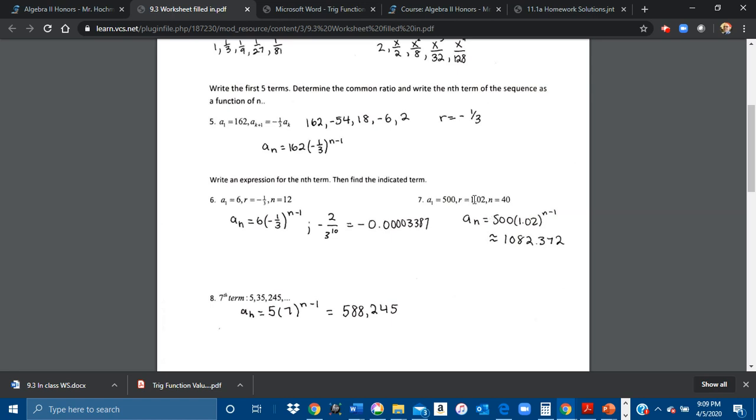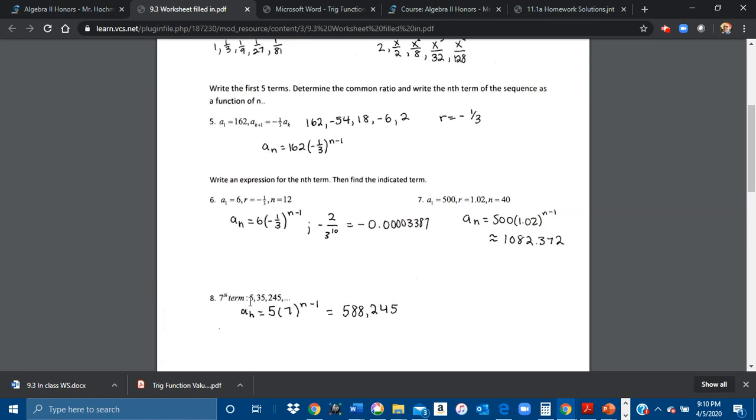So number 7, my a sub 1 is 500, my ratio is 1.02, my n is 40, so 40 minus 1 would be 39. So if I plug this in my calculator, a sub 40 is equal to 500 times 1.02 to the 39th power. Should come out to be this figure here approximately.